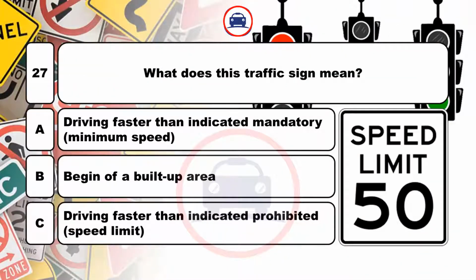What does this traffic sign mean? A. Driving faster than indicated mandatory minimum speed. B. Begin of a built-up area. C. Driving faster than indicated prohibited speed limit. Correct answer C. Driving faster than indicated prohibited speed limit.